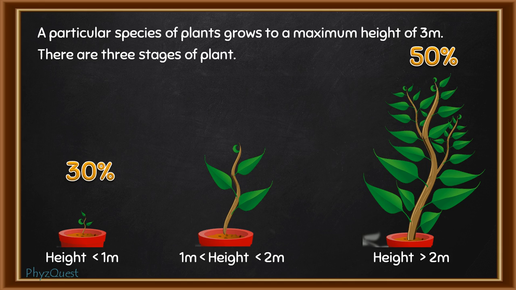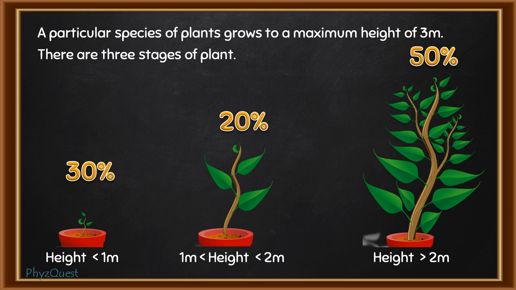So what remains? If 30% is less than 1 meter and 50% is greater than 2 meters, that means 50 plus 30 is 80. So the remaining plants, which have height more than 1 meter and less than 2 meters, is 20%. So now we have the idea about what the different heights of the plants are and the extent to which those plants are present in the forest.